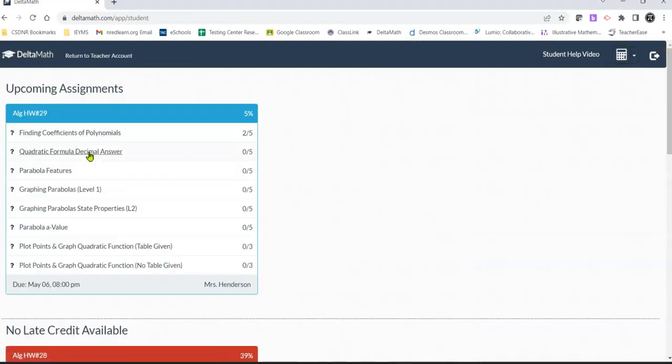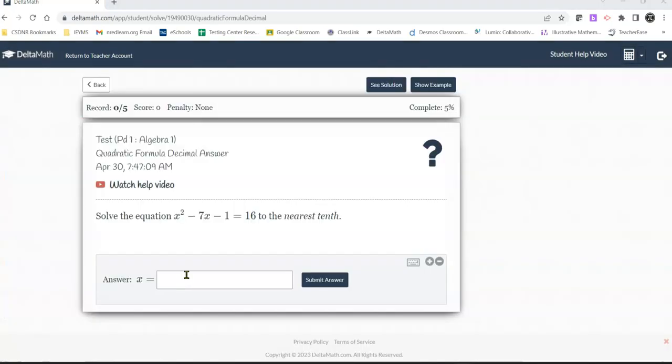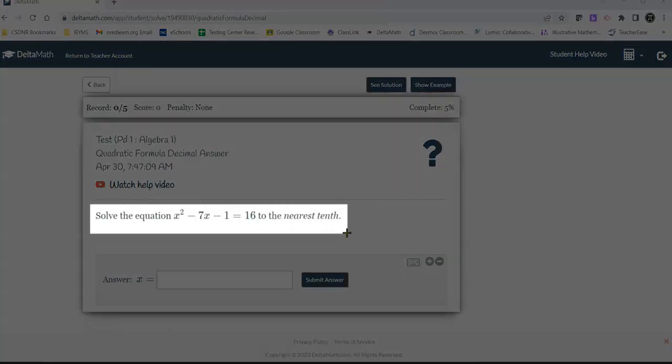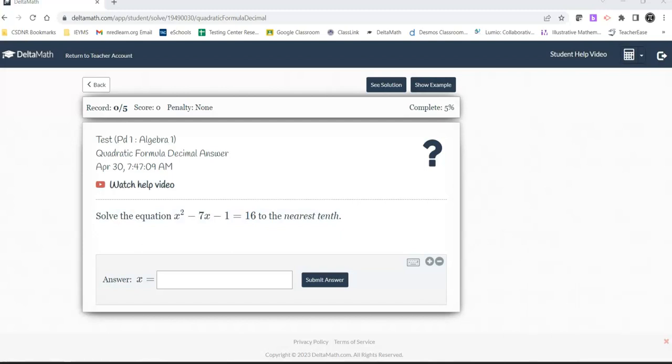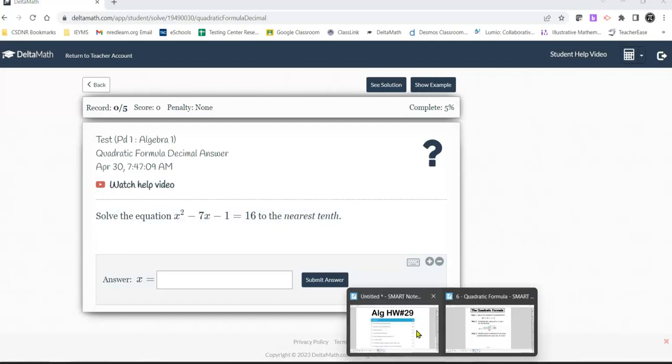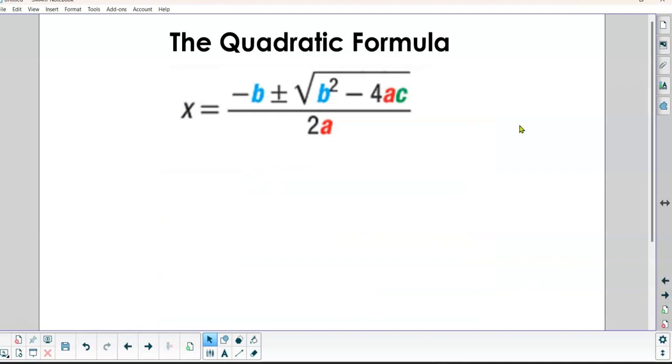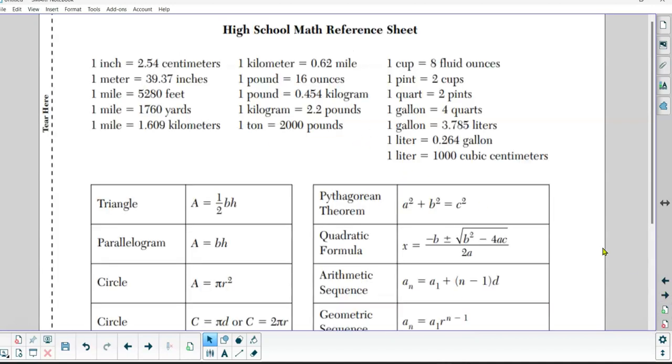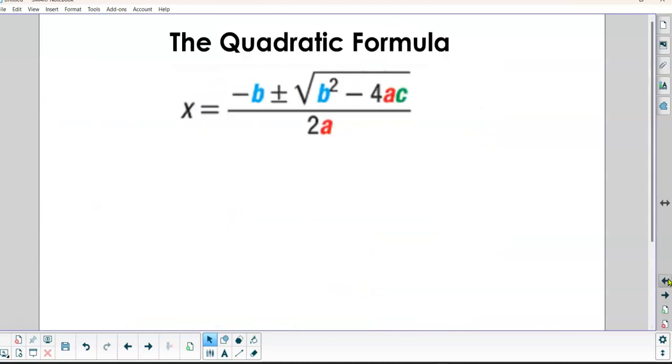All right, let's take a look at the next topic, which is the quadratic formula. So identifying the a, b, and c values is important to being able to use the quadratic formula. First, let's take a look at this question, and then we'll take a look at the quadratic formula. So the quadratic formula looks like this. And I know it looks pretty scary, but it is located on your reference sheet, so you don't have to memorize it, but you do have to know how to use it.